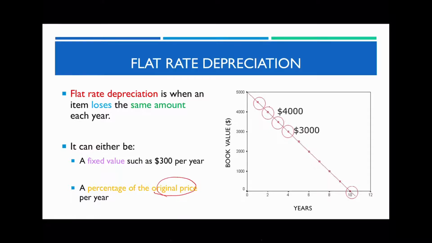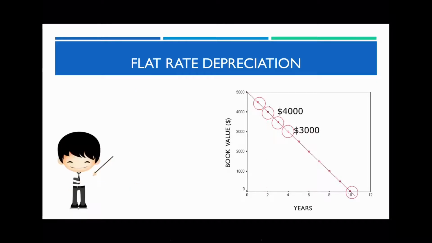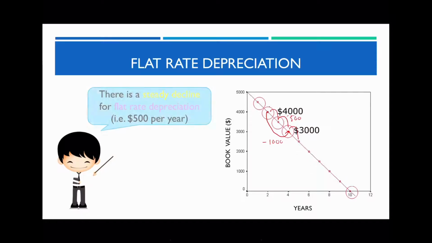So if you look over here, at 2 years, this item is worth $4,000, and at 4 years, this particular item is now worth $3,000. Notice that from year 2 to year 4, it has gone down by $1,000. But if I was trying to calculate how much it went down per year, we can easily see that it has gone down $500 per year, and we can see that trend over here. Okay. So what I'm trying to show you guys is that in a flat rate depreciation, you will always see a steady decline, and this is going to be modeled by a straight line.